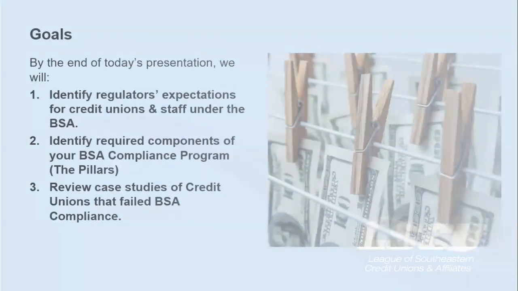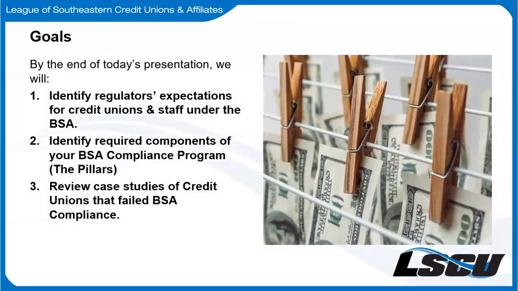In today's presentation, we'll have three main goals. The first, to identify our regulators' expectations for our credit union and our staff. We'll then review the 5 pillars of BSA compliance. And then we'll take a look at a few credit union case studies who have failed BSA compliance to see what lessons we can take away.